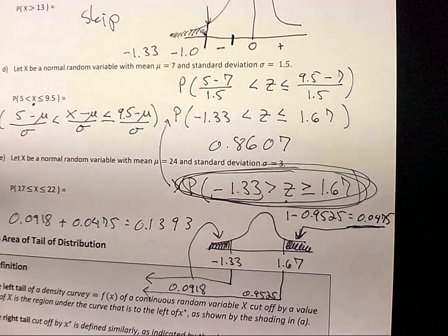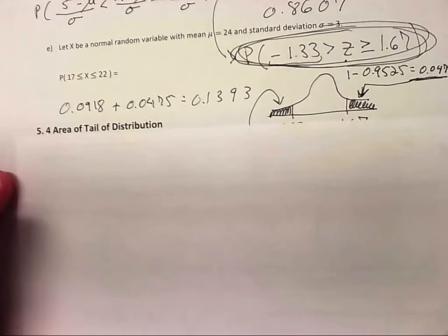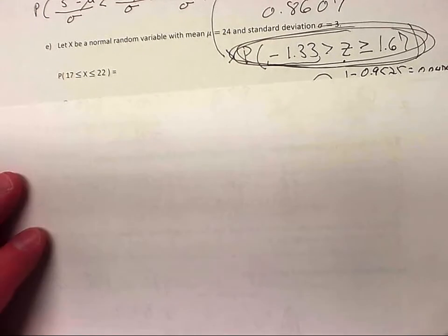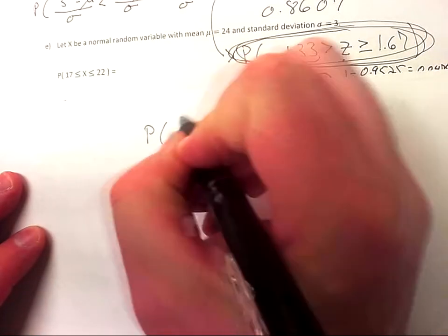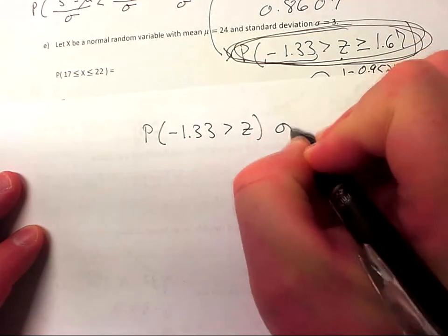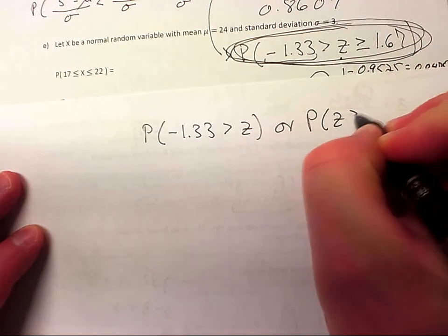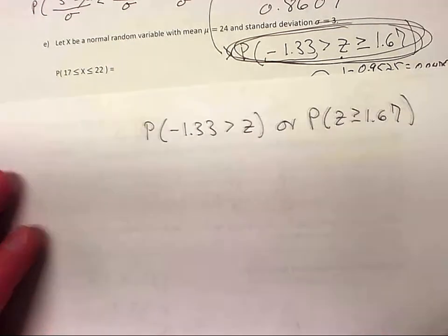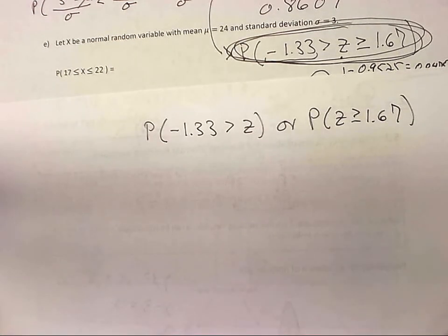So the way that this problem should be written, now I'm going to take another piece of paper because I've sufficiently scribbled all over this, is we would say, what's the probability that negative 1.33 is greater than z, or the probability that z is greater than 1.67. And now this is grammatically correct. Right, does that make sense? It's essentially getting at the exact same thing. All right, any questions?